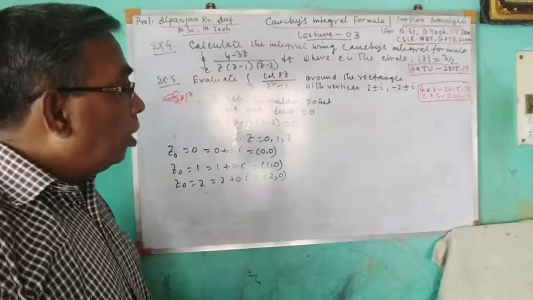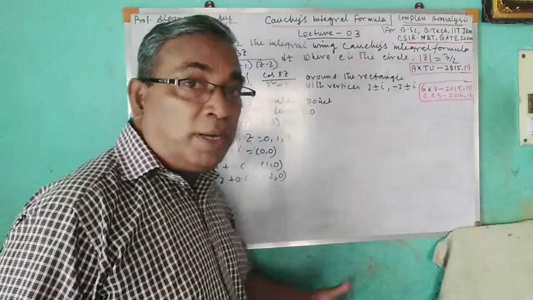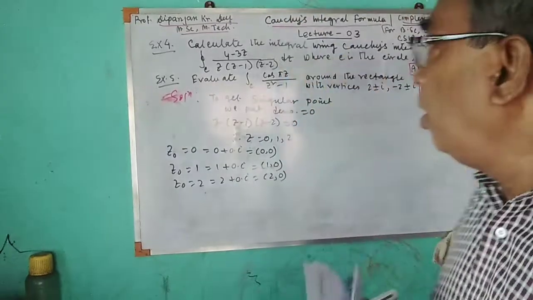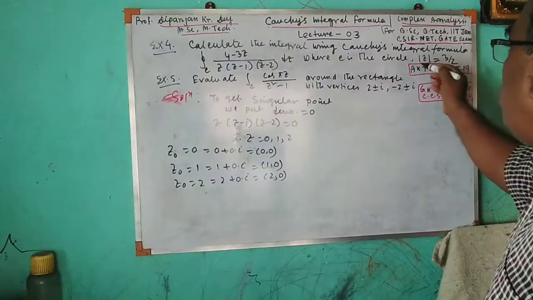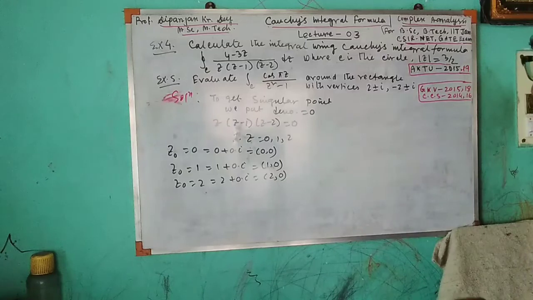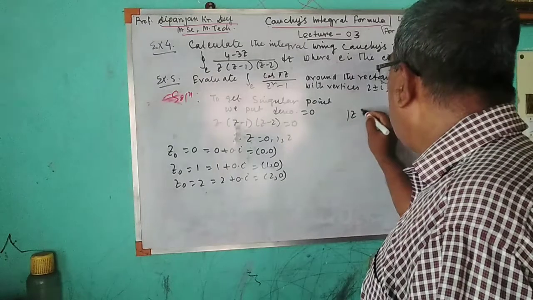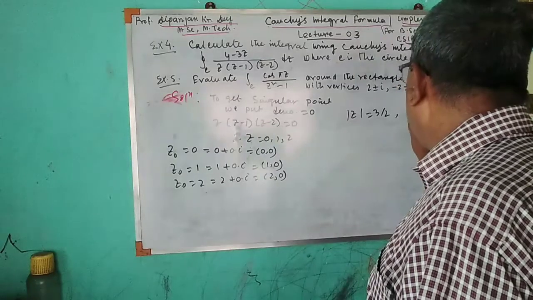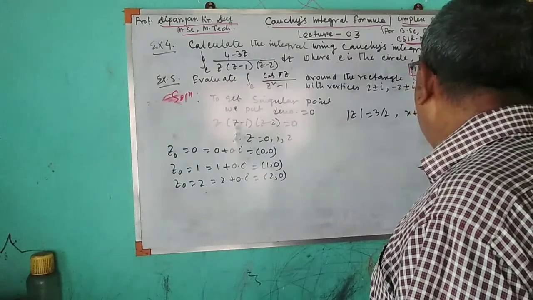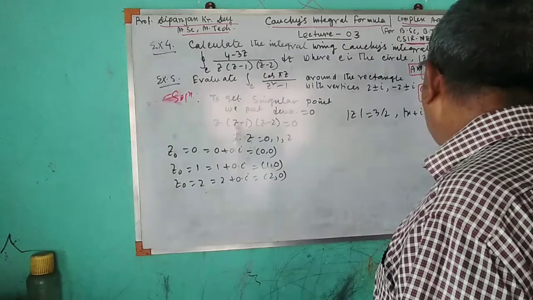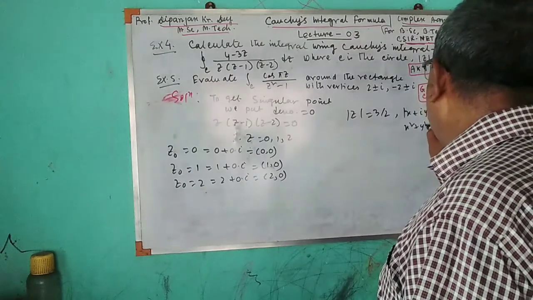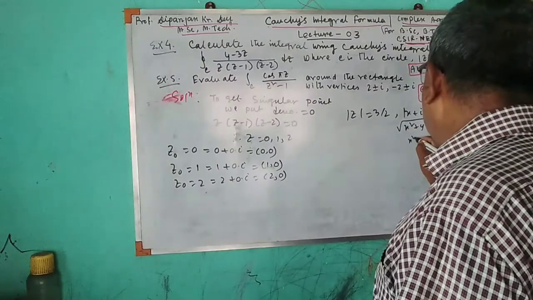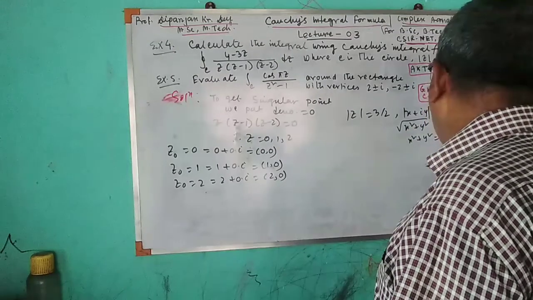Now, after getting the singularities, what will you do? You have to draw the closed curve, which will always be given: mod z equal to 3 by 2. So mod z can be written as mod of x plus iy equal to 3 by 2. That is, under root x square plus y square equal to 3 by 2, so x square plus y square equal to 3 by 2 whole square.